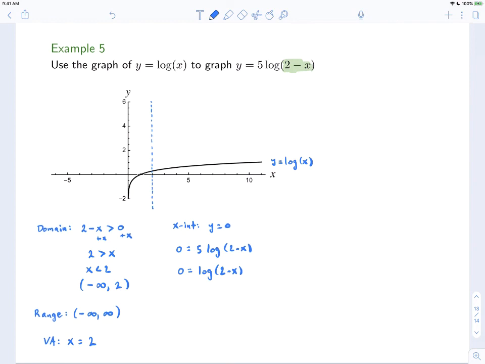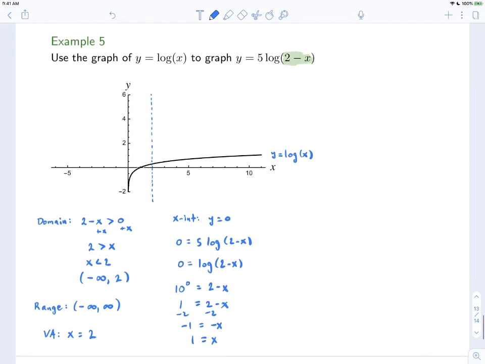So 0 is the power of 10 that gives us 2 minus x. 10 to the 0 equals 2 minus x. 10 to the 0 is 1. So 1 equals 2 minus x. Subtract 2 from both sides, and we get minus 1 equals negative x, or 1 equals x. Consequently, our x-intercept is where x is equal to 1. So the point itself is where x is equal to 1 and y is equal to 0. So that's right here. Notice that that's the x-intercept of our parent function, y equals log x.